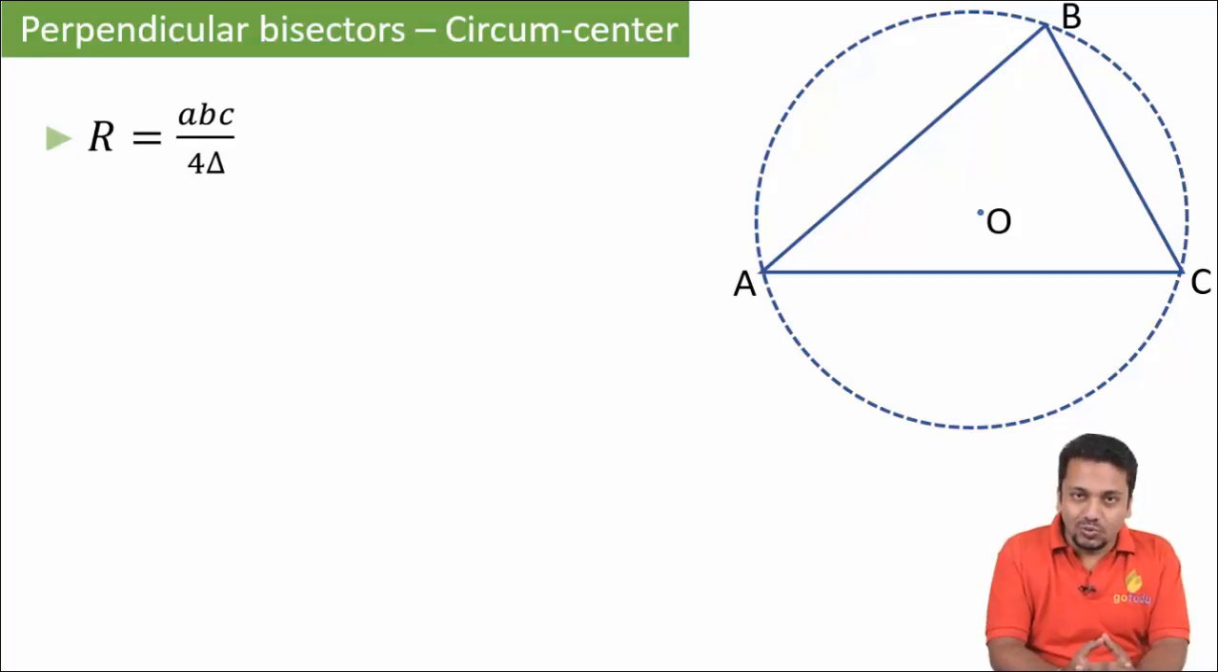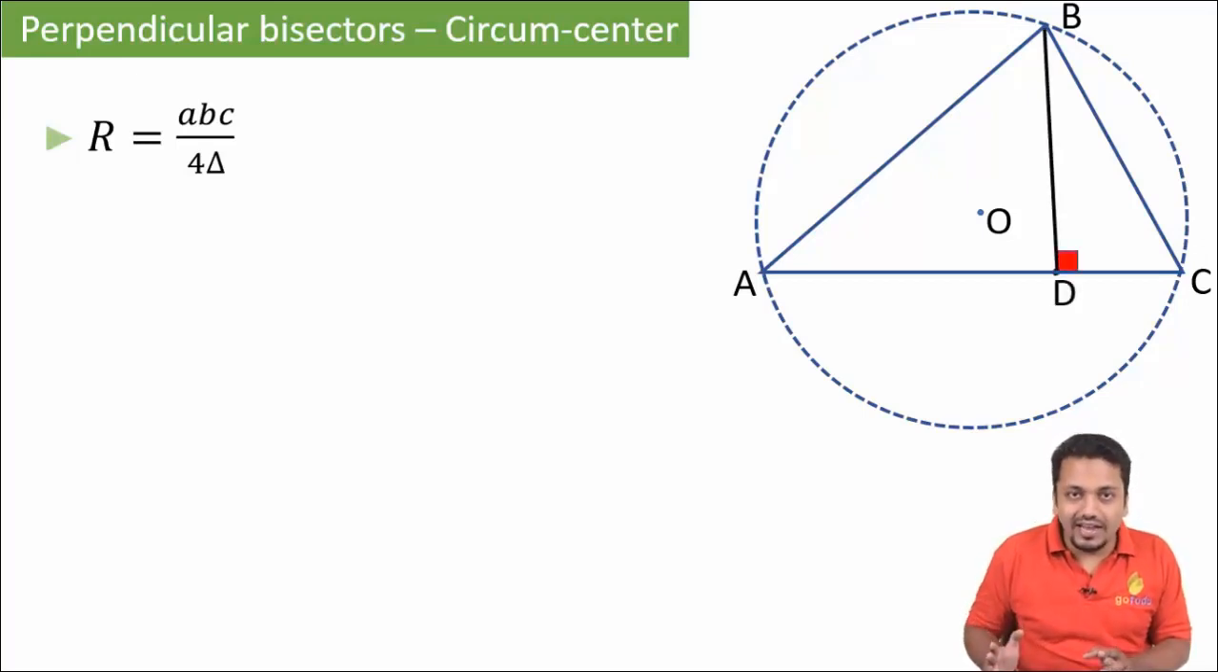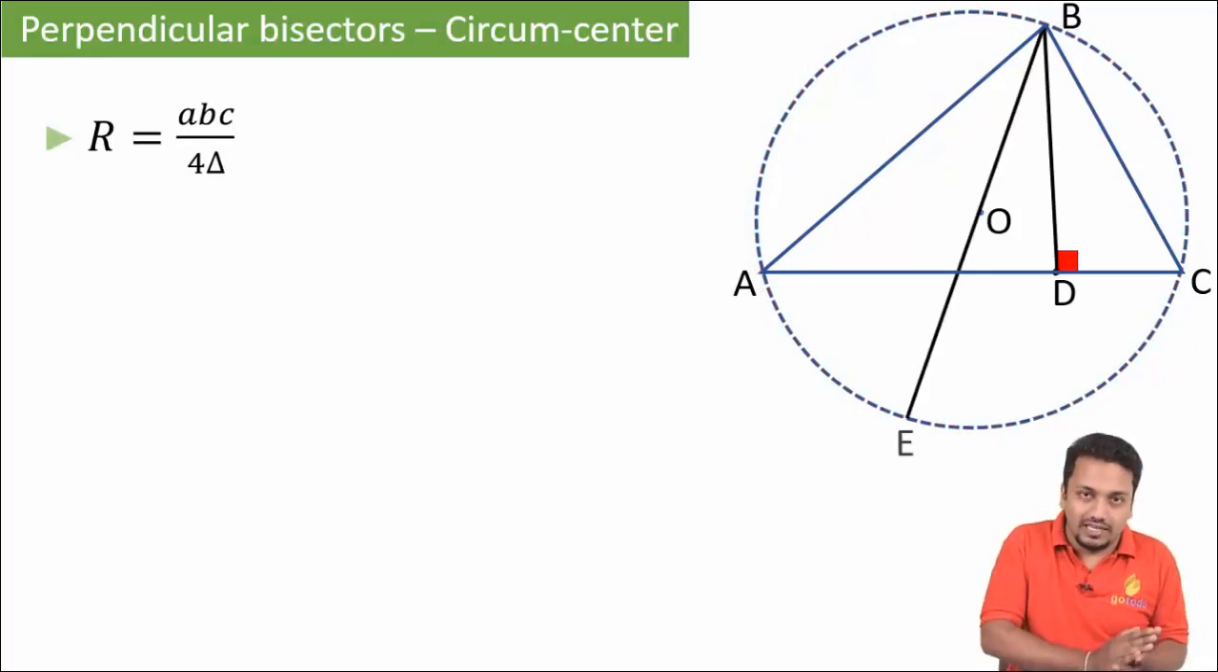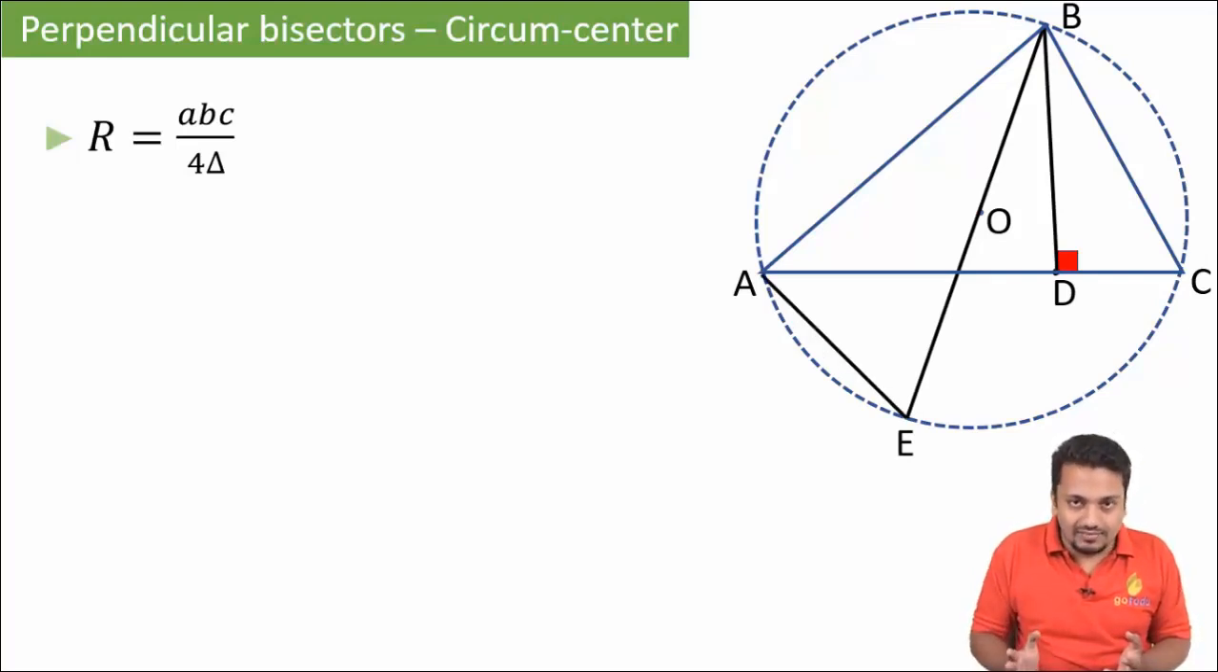Circumradius is equal to abc upon 4 delta, where delta is the area of the triangle. Now for this triangle ABC, we have altitude BD and a circumcircle, and for this circumcircle we have a diameter BE. Now join AE. Now look at these two triangles.